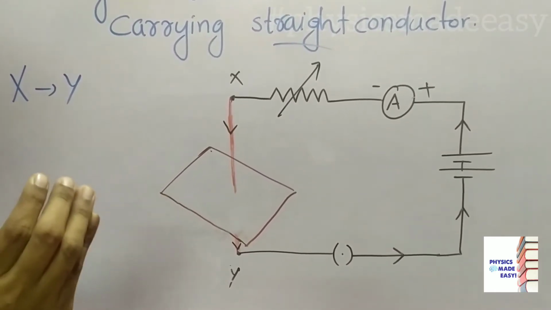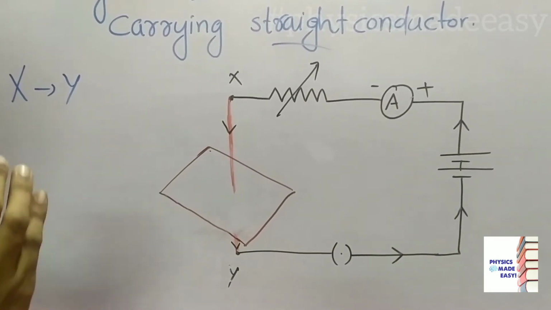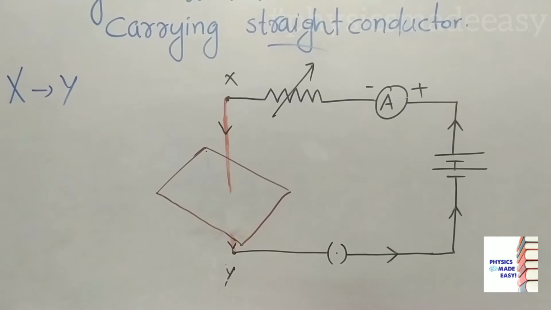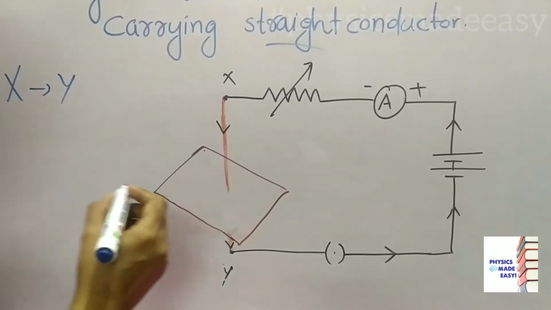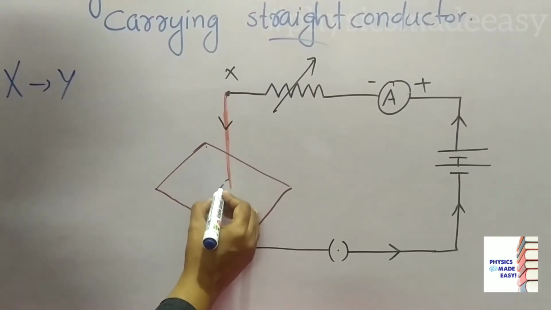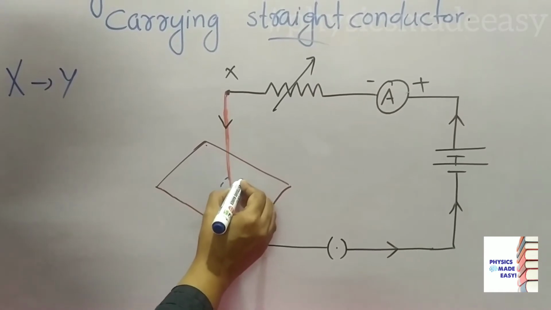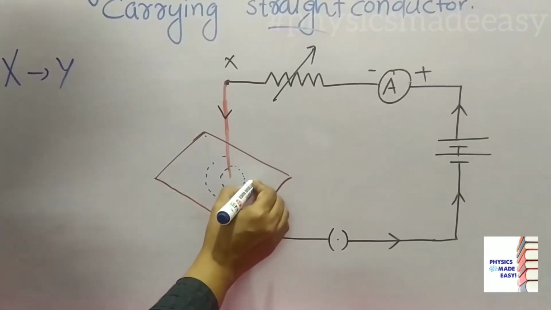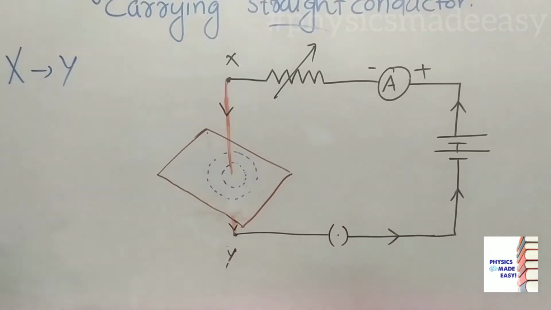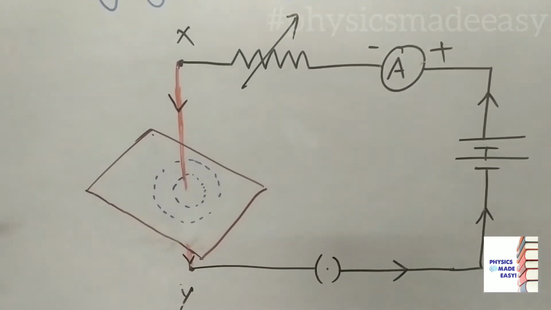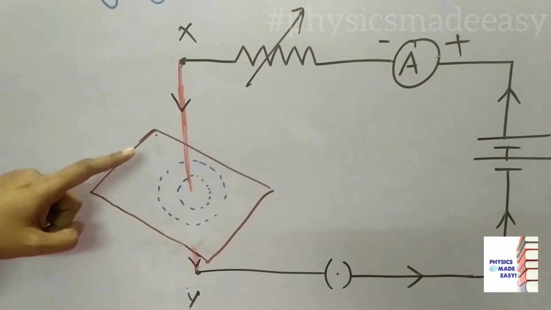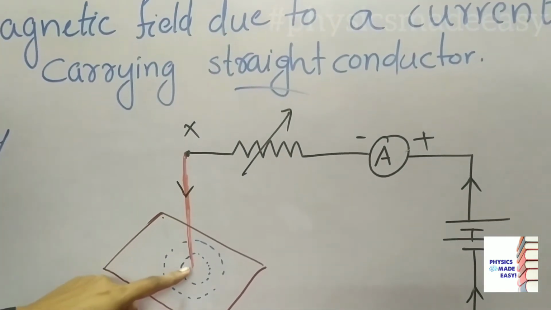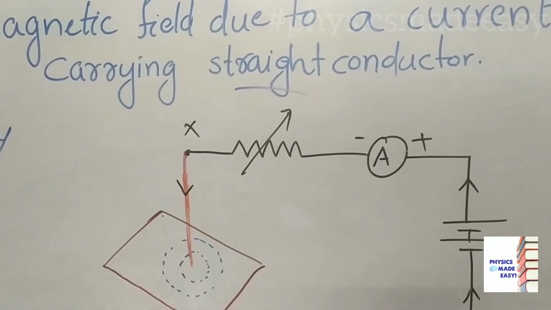These iron filings are arranged in a particular pattern. That pattern gives us the magnetic field lines. So children, if you tap this board, you can see these iron filings are arranged in the form of concentric circles. That means the magnetic field lines of a current carrying straight conductor will be concentric circles.